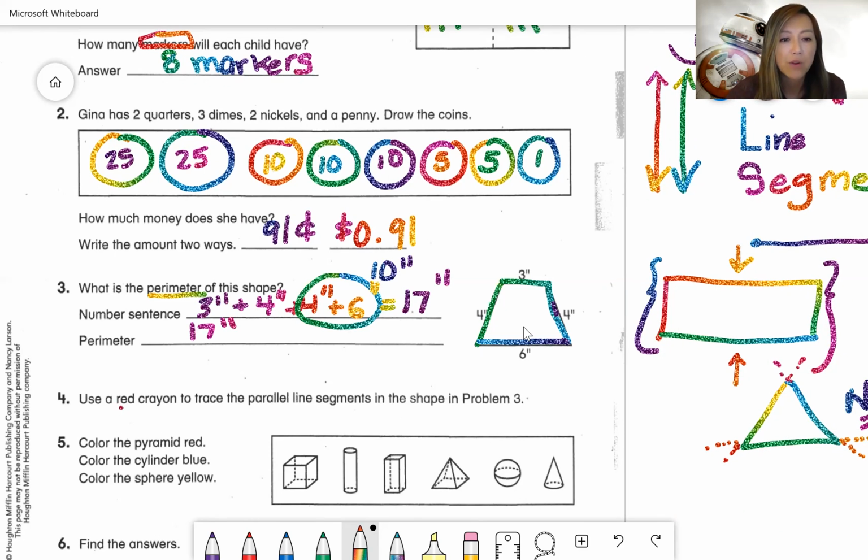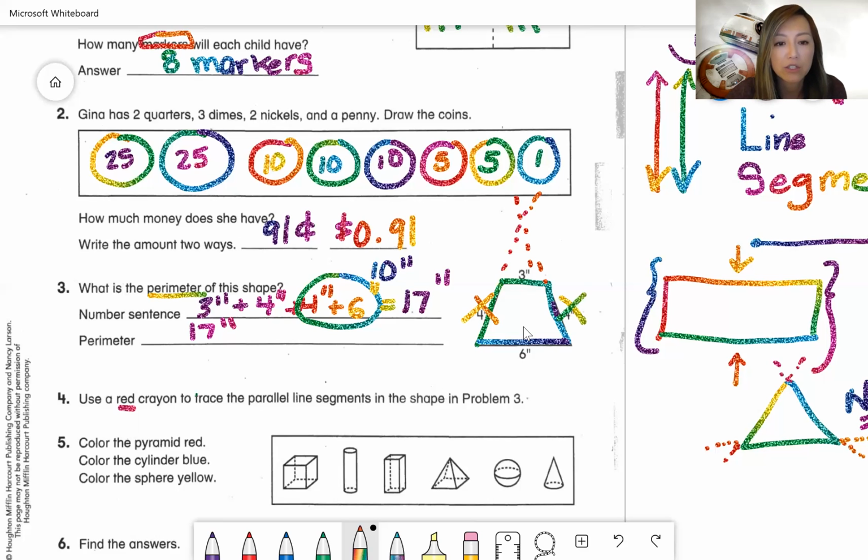Number 4, use a red crayon to trace the parallel line segments in the shape in problem 3. So they're going to use the shape that we just saw perimeter for. Now, if you look at the shape, there's going to be one pair of parallel line segments, okay? A pair means 2. Parallel segments come in a pair of 2s. Do you think it's the ones that are 4 inches on the side? Because if you look at the ones that are measured 4 inches, eventually, if you stretched out those lines, they are going to intersect, right? So it's not going to be the lines that are 4 inches long. So those would not be the correct ones, okay?